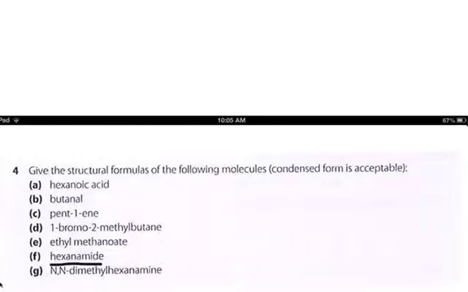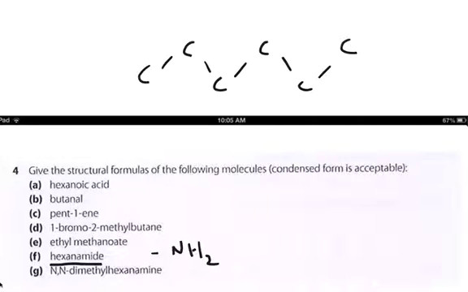higher level structure. So hexanamide. Hexan means 6, 2, 3, 4, 5, 6. Amide means there's an amide group. Now it's not an amine. An amine would just be this. An amide means it's double bonded oxygen and a nitrogen group on that terminus carbon. And now we would fill in our hydrogens if we were writing the full structural formula.